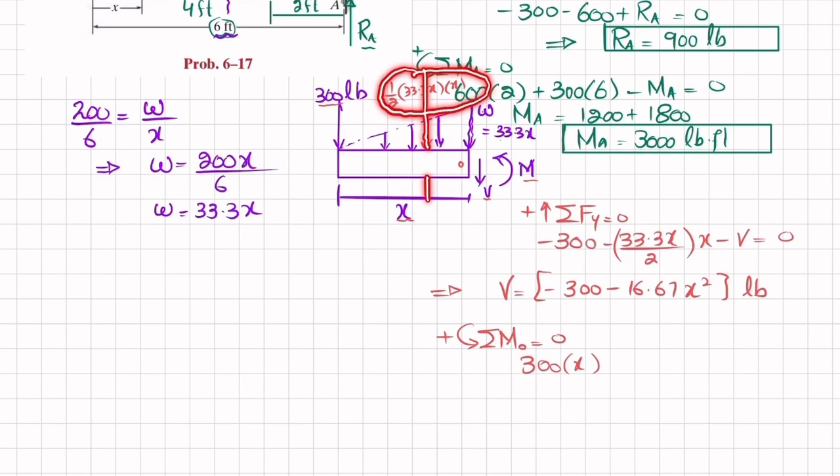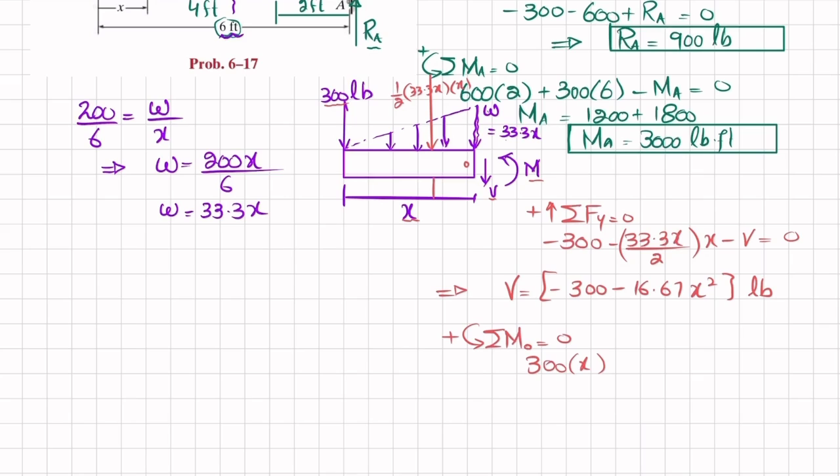The second moment is due to this load, which is 1 over 2 into 33.3x multiplied by x, and the perpendicular distance will be now this, L by 3. L here is length, which is x, so x by 3. And this is also producing counterclockwise moment, so it will be positive. So I will write plus 1 over 2 into 33.3x into x. Clear? Into perpendicular distance x by 3. Okay. And there is a moment, external reaction moment, which is counterclockwise moment, so it will be also positive.